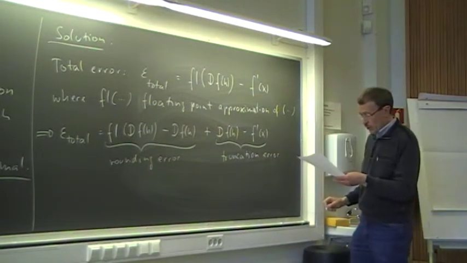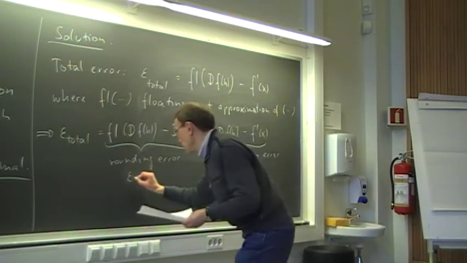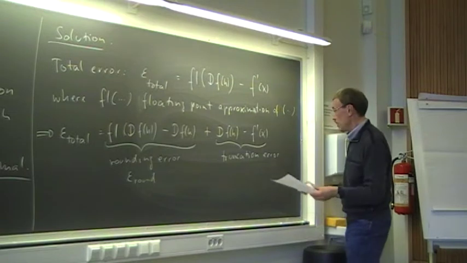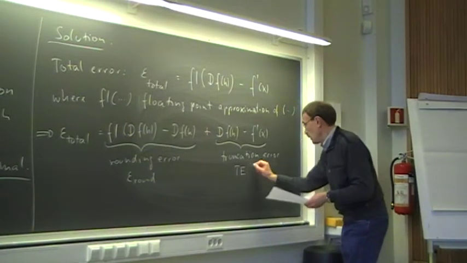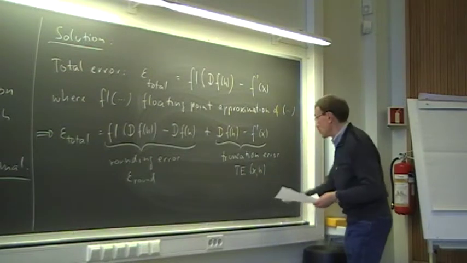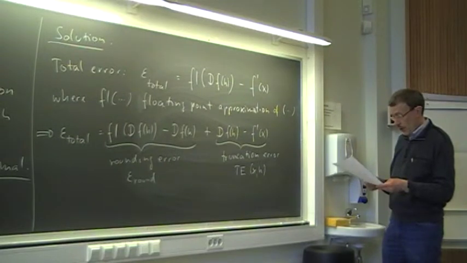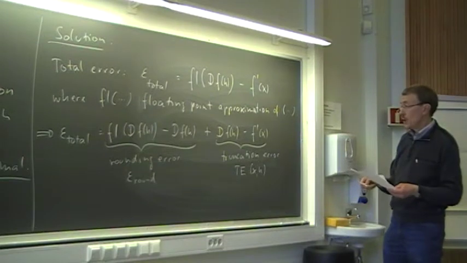So we'll use the notation for that as epsilon rounding error, and here we have already a notation that is the truncation error at the point x with the grid spacing h. Okay, so then we now look at these two individual parts, the rounding error and the truncation error.